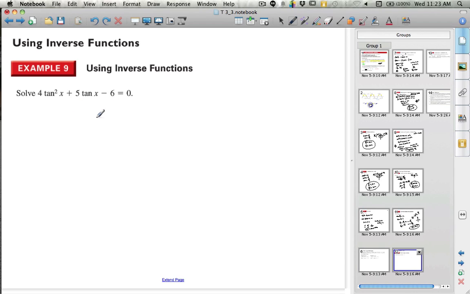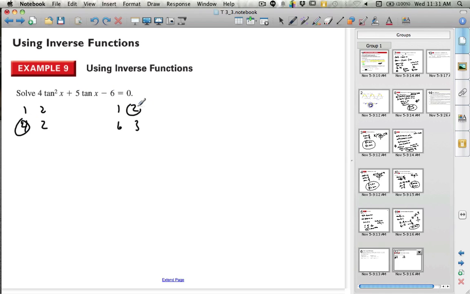Okay, using inverse functions. So the first thing I would like to do with this problem is I want to factor it. So we're in a quadratic form. I've got tangent squared, I've got tangent, and I've got a constant. So I want the factors of 4, which are 1 and 4, or 2 and 2, and the factors of 6, 1 and 6, or 2 and 3. And I want products of these factors that have a difference of 5.